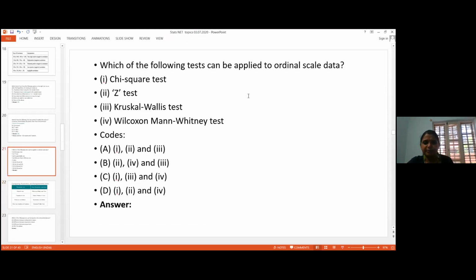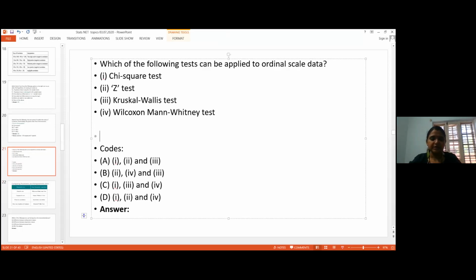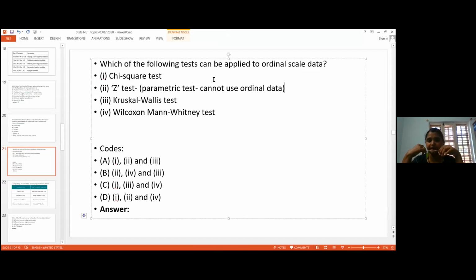I don't know whether I explained it properly. What is parametric, what is non-parametric? In this case, Z test is actually a parametric test, where you cannot use ordinal data. Z test is based on normal distribution, and there are a lot of assumptions underlying whenever we are using parametric tests. Non-parametric tests are much easier to work with, much more liberal in their assumptions. They are not very hard and fast rules, or very strong in their assumptions.